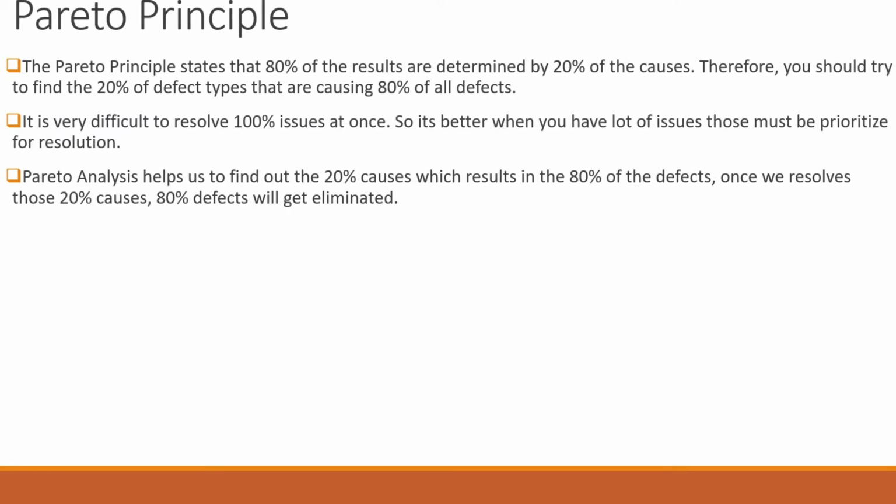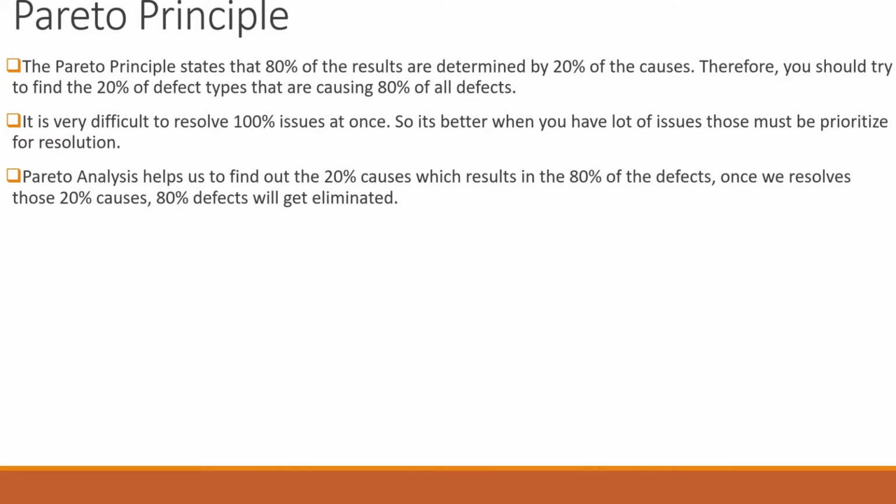So let's discuss the Pareto principle. What is the Pareto principle? The Pareto chart basically works on the 80-20 rule. The Pareto principle states that 80% of the results are determined by 20% of the causes. So if you resolve the 20% causes, you will resolve 80% of the defects. So this is the Pareto principle.